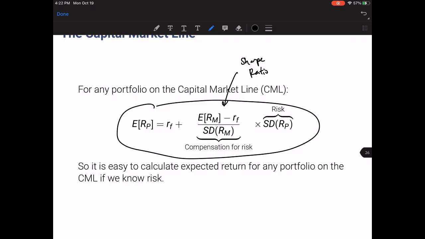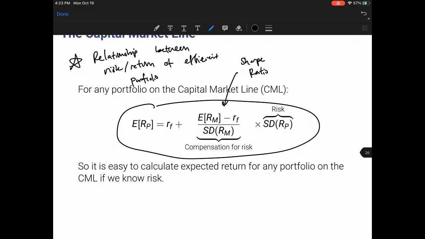So just to remember, the capital markets line is representing the relationship between risk and return of the efficient portfolio, or the market portfolio, and the risk-free asset.